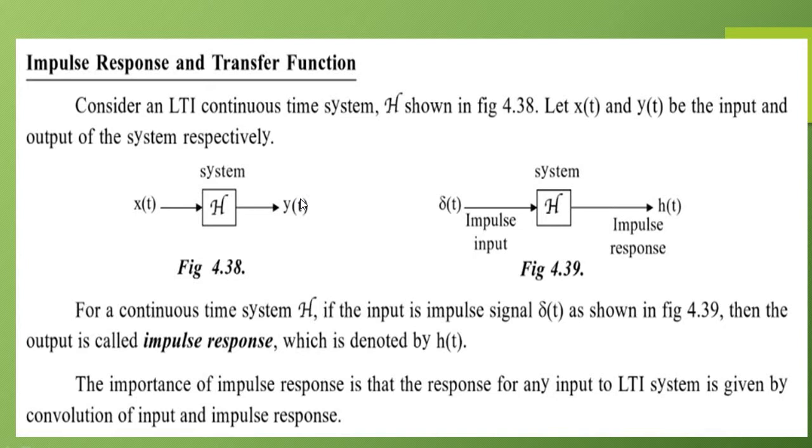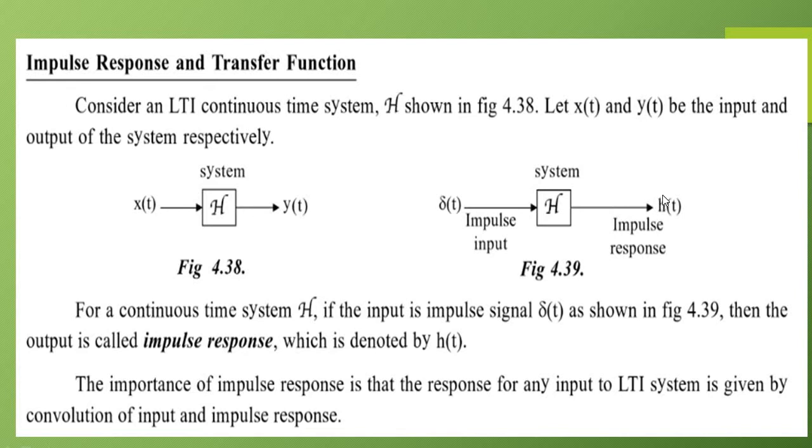Now, we have to discuss an important point called the impulse response. So what is this impulse response? Suppose you have a continuous time system, called h here. You apply an impulse input at the input side. Whatever output you get when you apply an impulse signal at the input is called the impulse response. So what is the importance of this impulse response?